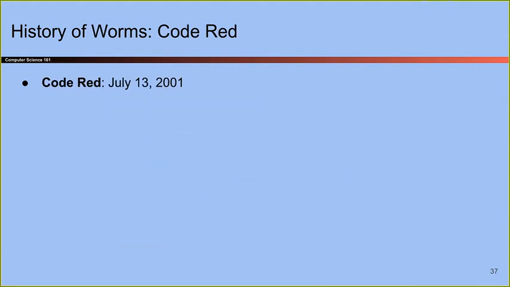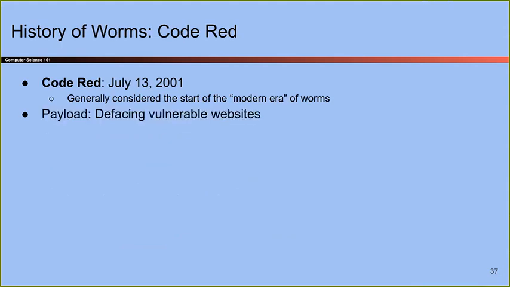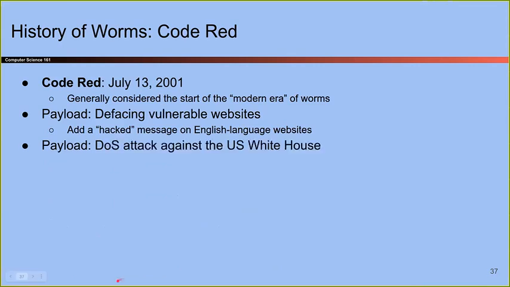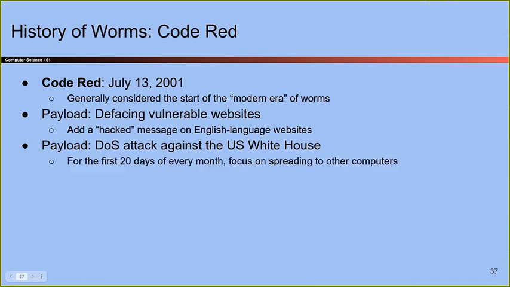Then came Code Red. This is usually considered the first modern worm. This is the one that we saw before with that logistic curve. It came in 2001. Basically what they did is they put messages on vulnerable websites, and they also did a DOS attack against the White House website.